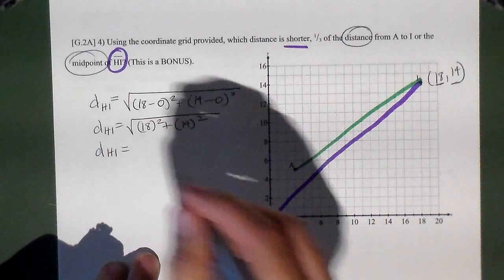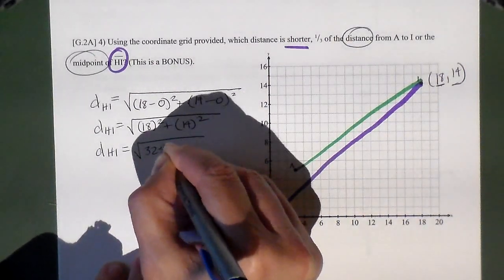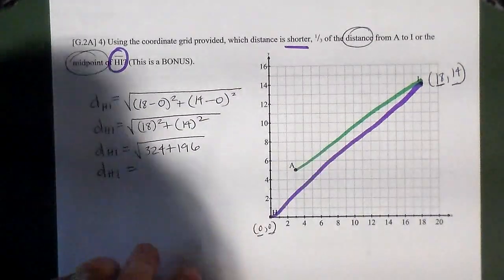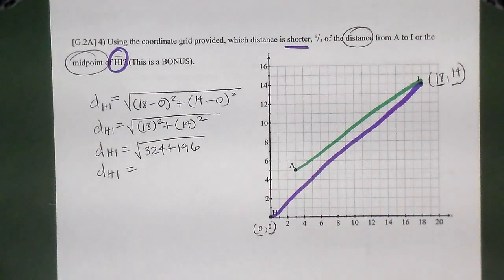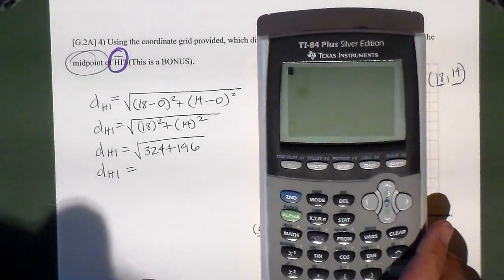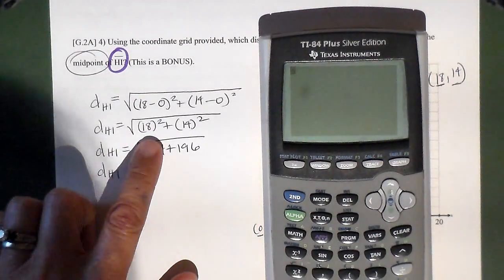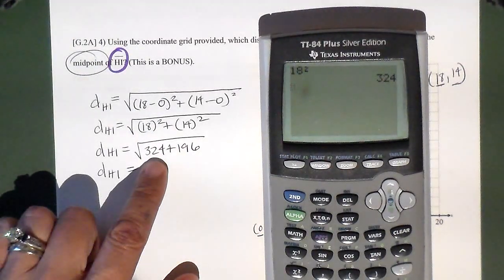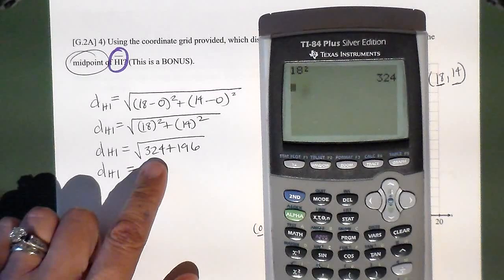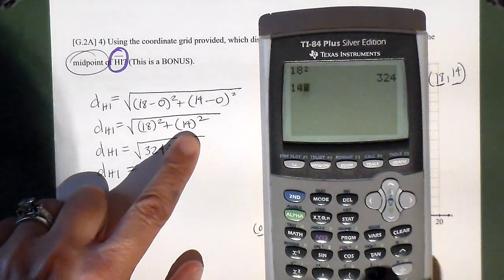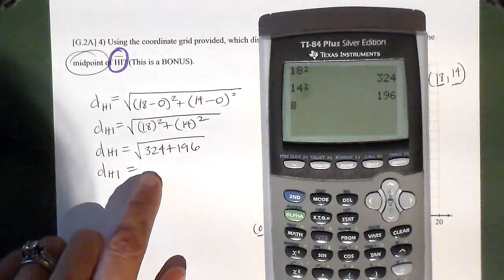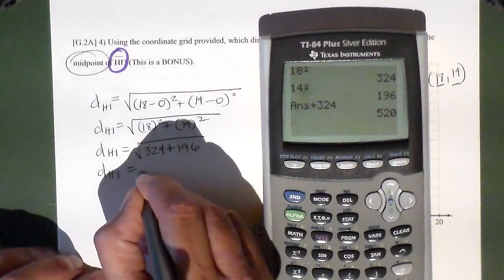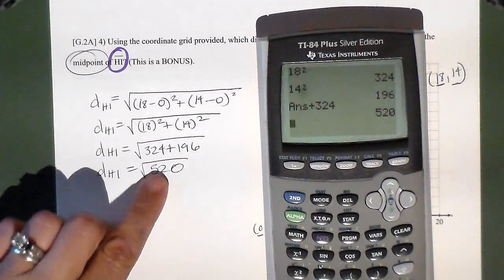Okay? 18 squared is 324, and 14 squared is 196. What you're doing on the calculator here is, if you want to square it, you do 18 squared. And because I'm smart, I know it's 324. Well, I don't know if it's because I'm smart. That's probably up for debate. And then 14 squared is 196. So when I add those two together, 324 and 196, I get 520. So the length of my segment is the square root of 520.